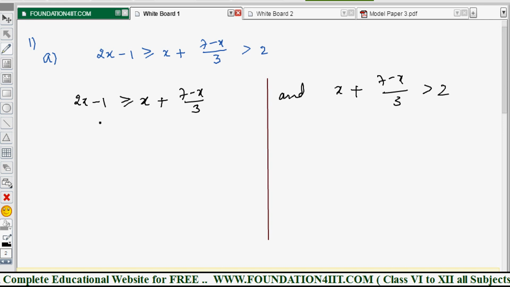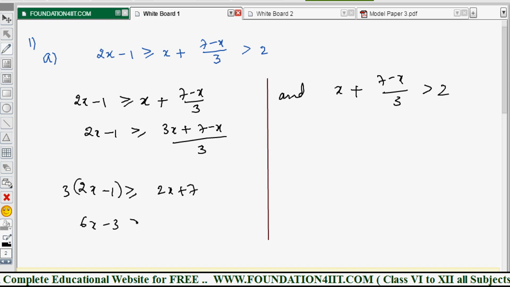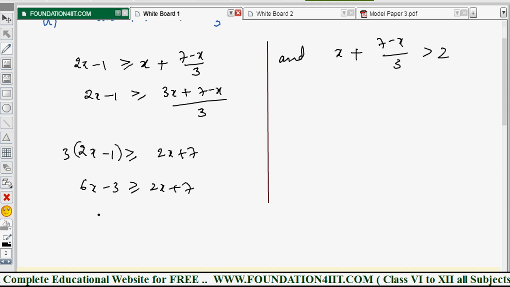Now take the x terms to one side and take the LCM: 2x minus 1 greater than or equal to x plus 7 minus x by 3, that is 3x plus 7 minus x by 3. Then take the 3 to the other side, multiplying: 2x minus 1 is 6x minus 3 greater than or equal to 2x plus 7. Take 2x to this side: 4x is greater than or equal to 7 plus 3, which is 10.